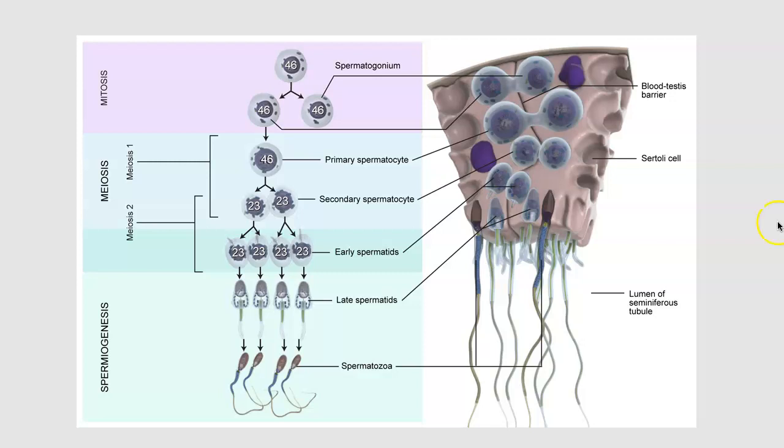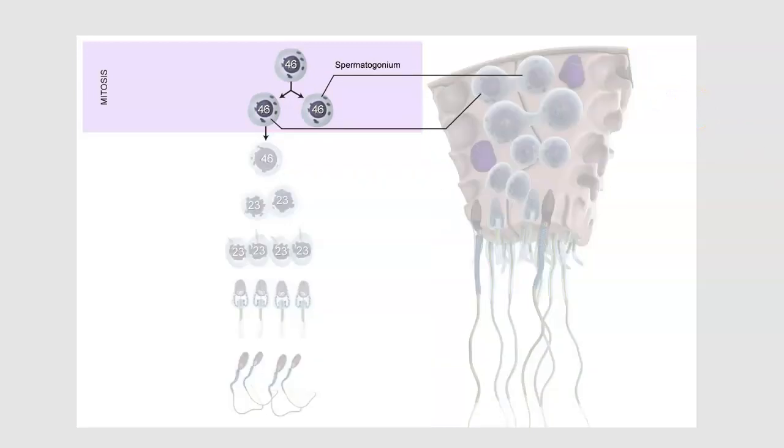On the outer periphery of the seminiferous tubule are the very earliest spermatogenic cells. They're called spermatogonia, and spermatogonia only exist on the outer periphery. A male is born with spermatogonia, and they stay quiet until puberty. But at the time of puberty, hormones are going to stimulate spermatogonia to do two things.